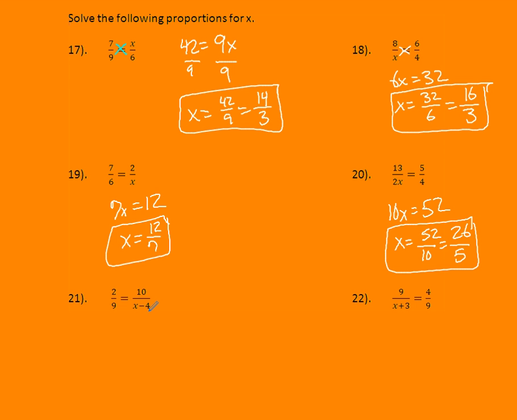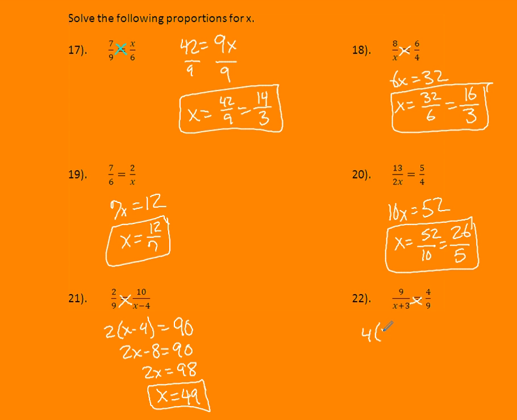x minus 4 instead of just an x or just a 2x. So what I need to do when I cross multiply, I can do 2 times the quantity x minus 4 equals 9 times 10, which is 90. So when I simplify, 2x minus 8 equals 90. I'll add 8 to both sides to get 2x equals 98. Divide both sides by 2, and that gives me an answer of 98 over 2, which reduces to 49 as my answer. In 22, same idea.